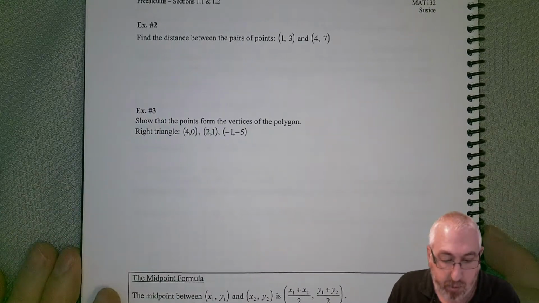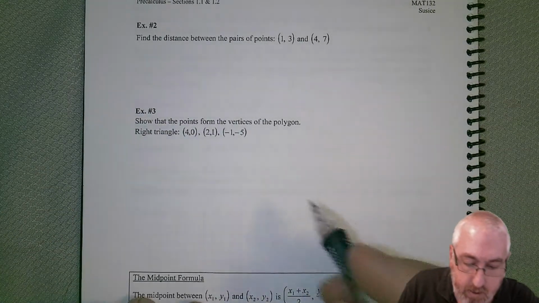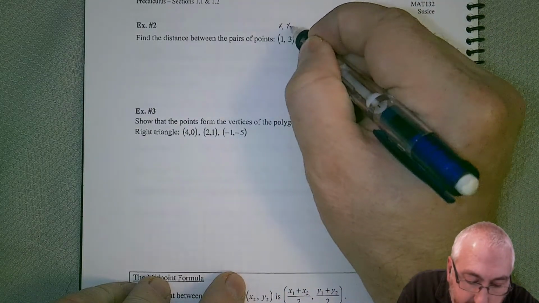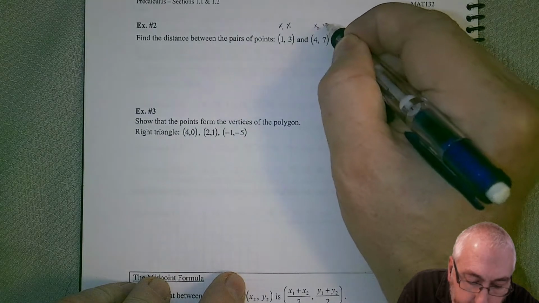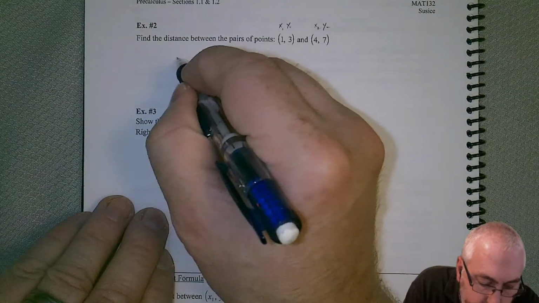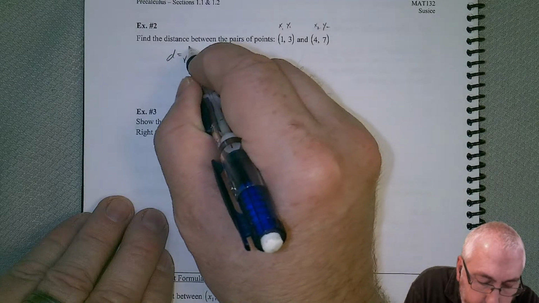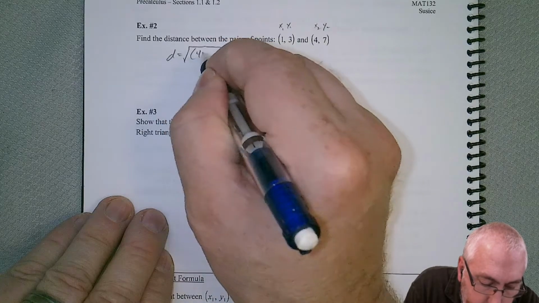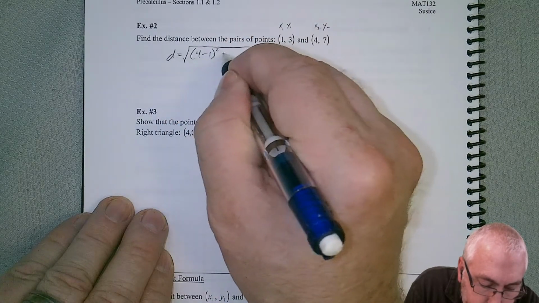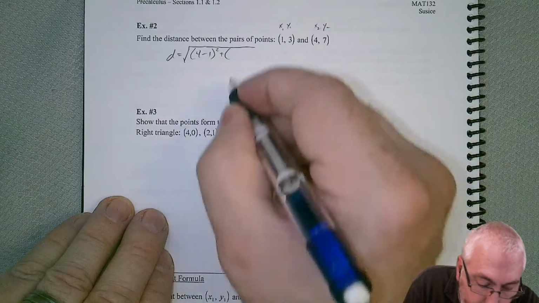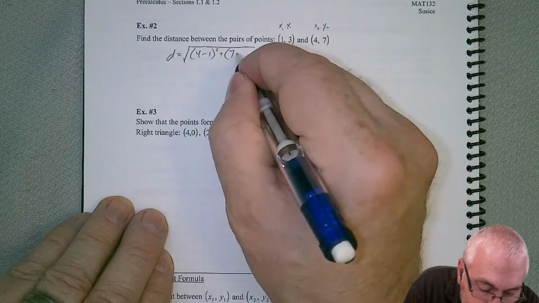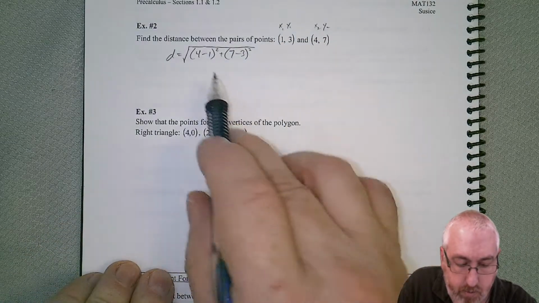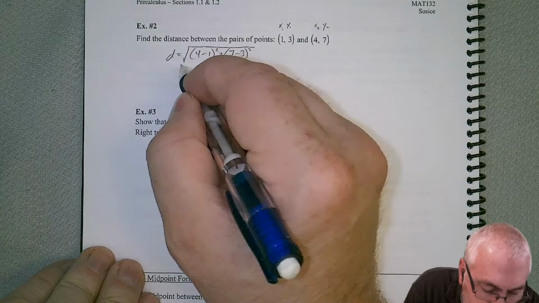So we have the distance between 1, 3 and 4, 7. Now, if you want to label them up above just to make sure you have it all straight, go for it. Not a requirement. And then just plug and chug. So x2 minus x1. And don't forget those parentheses. And then y2 minus y1. And now follow the order of operations. Parentheses first, then your exponents second.